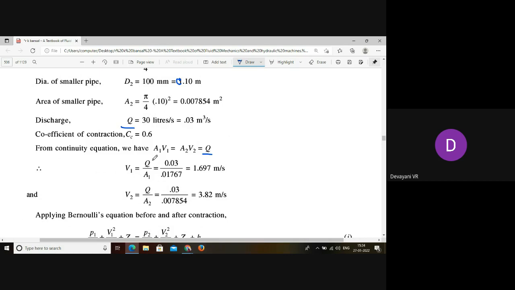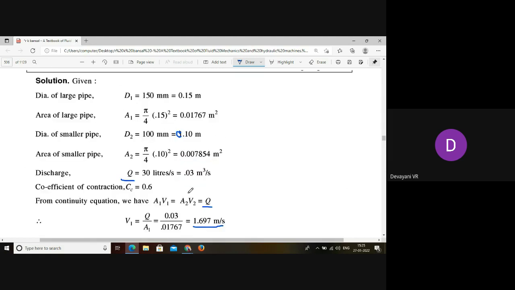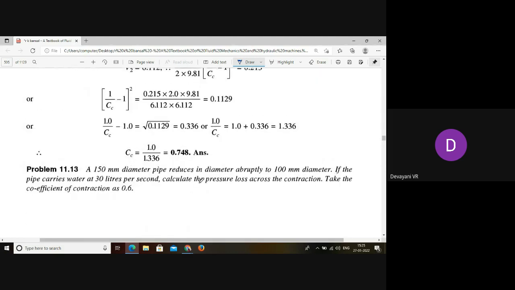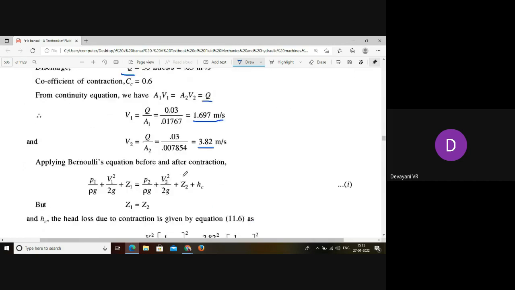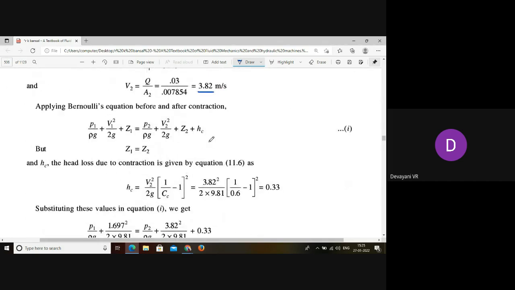We know all the values, and substituting them, we get the velocity at section 1, V1, as 1.697 meters per second, and V2, Q by A2, equals 3.82 meters per second. So what did they ask? They asked us to find the pressure loss. To calculate the pressure loss, we should go for Bernoulli's equation.